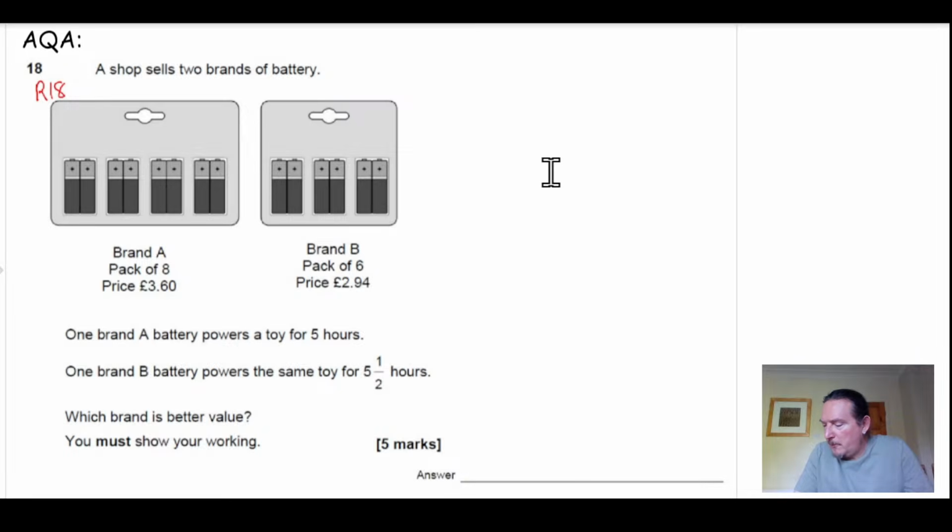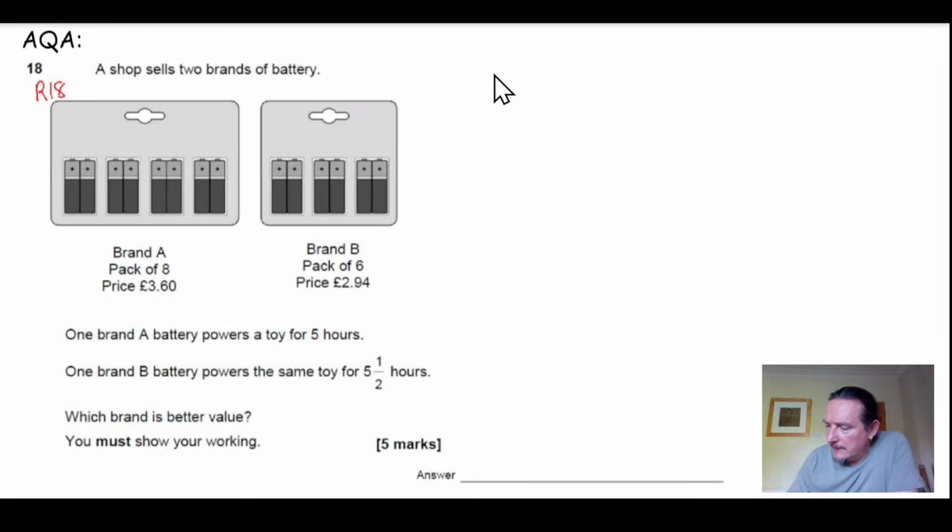One brand A battery powers a toy for 5 hours. One brand B battery powers the same toy for 5.5 hours. Which brand is better value? You must show your working. That's quite a complicated one as well, with quite a lot going on. We need to work out how many hours of battery power I'm going to get from each, and then work out the cost per hour of battery power. Let's see if we can do that.